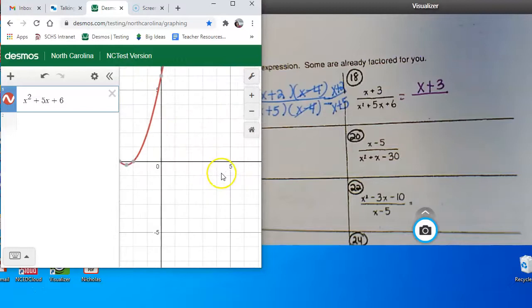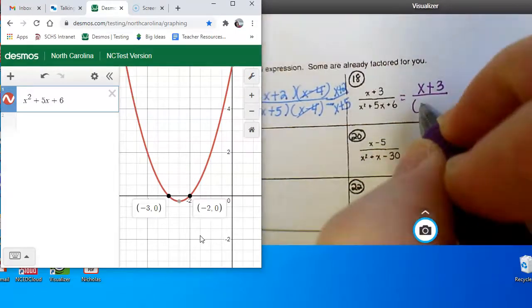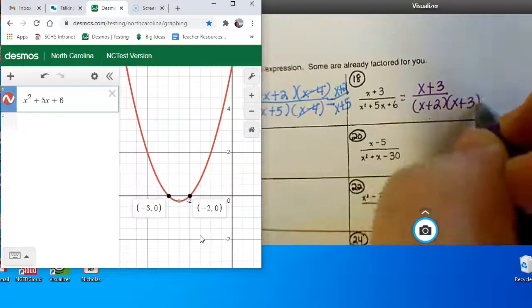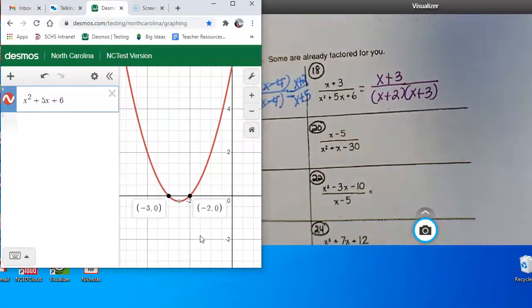Alright, I can tell there's some things going on. I'm going to zoom in on it a little bit and find those zeros. And my zeros are -2 and -3. Remember, what we want to do is switch the signs and make factors out of them. So we're going to make it x plus 2 and x plus 3. So I made it 2 factors and then changed the signs.